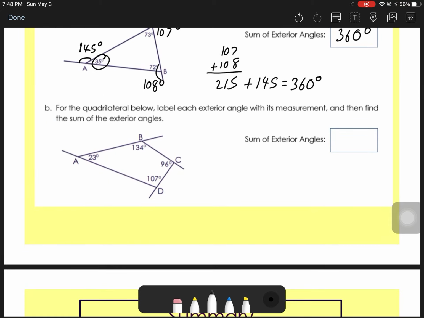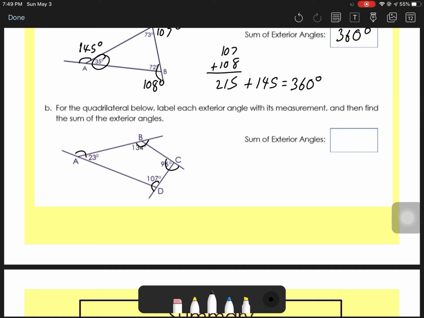Now, different figure this time, a quadrilateral. We want to label each exterior angle with its measurement and find the sum of the exterior angles. It's the same concept, because these are going to form straight lines every single time, so they're all adding to 180, which means we can do the same trick as in the last one. Take the number, subtract from 180.